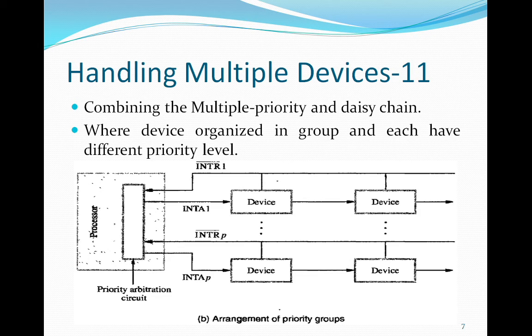Here we can combine both mechanisms. These two schemes can be combined to produce a more general structure, which is shown in this figure. As you can see in this figure, it is the combination of both the schemes, that is the daisy chain scheme as well as the previous scheme. So it is a combined scheme here.